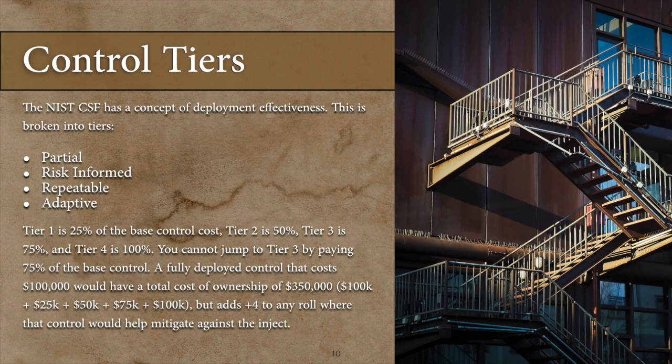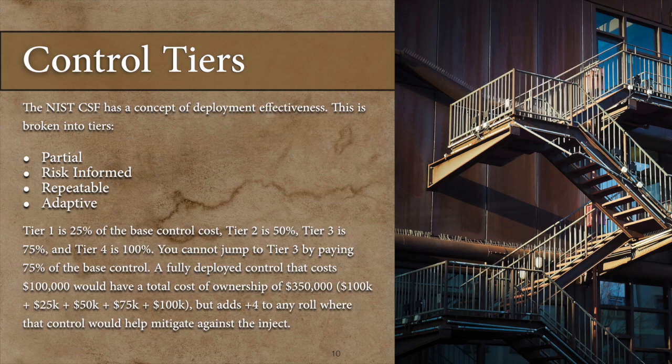This is what I was referring to earlier. The NIST CSF has a concept of deployment effectiveness. This is broken into tiers. These are partial, risk-informed, repeatable, and adaptive. They're almost exactly what you might get from the context. Partially deployed essentially means you've racked it and powered it on. It's doing something, but maybe not everything you need.